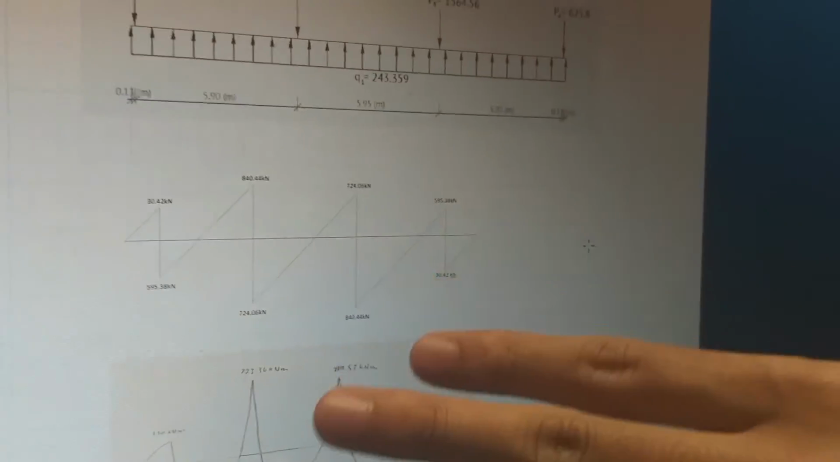So that's important for the shear force diagram. It must close to 0. That shows it is balanced.